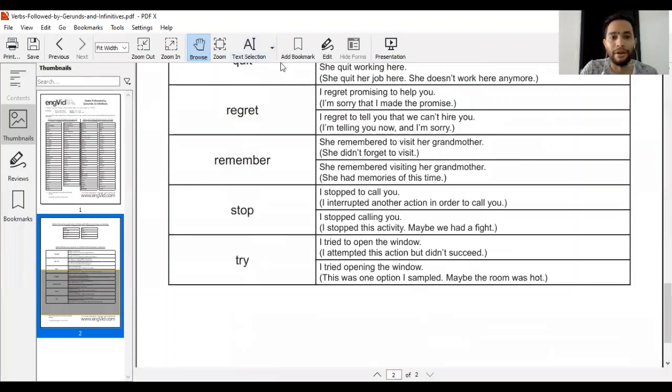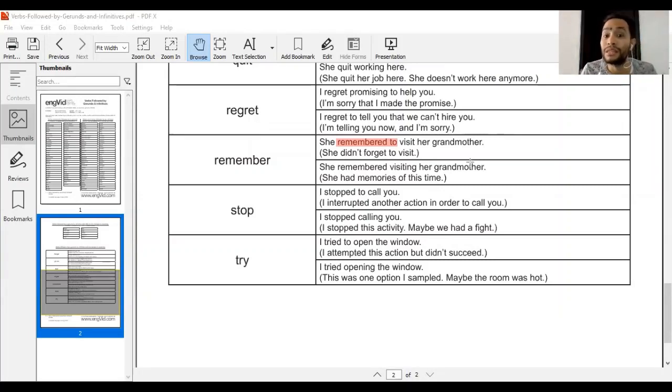All right, remember. Remember is also similar to forget, right? Take a look. We use remember to in the example where remember means recordar. So she remembered to visit her grandmother. She didn't forget to visit. Ella recordó que tenía que visitar a su abuela, right?